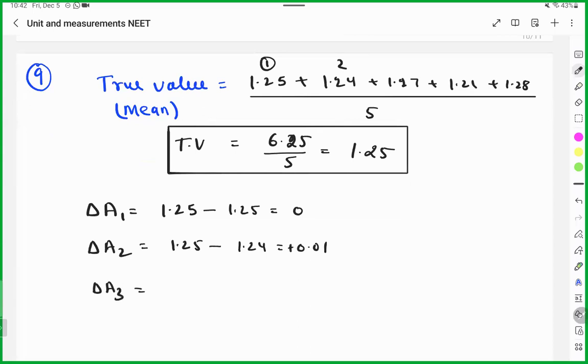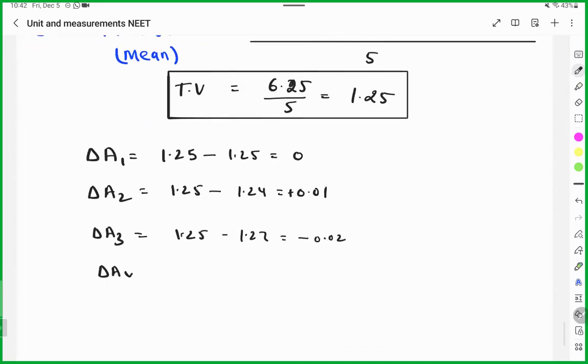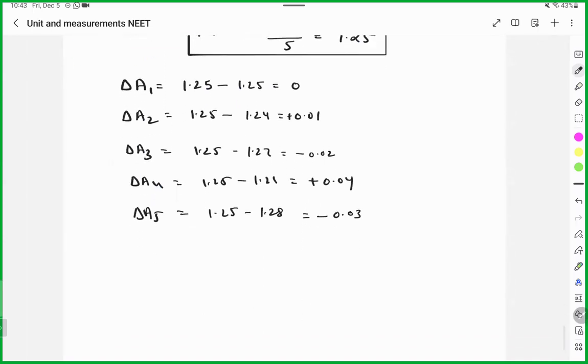Third, you have to do the same for all. 1.25 minus 1.27, so minus 0.02. Fourth, 1.25 minus 1.21, so plus 0.04. And last, 1.25 minus 1.28, it will be minus 0.03. Remember, positive or negative sign does not matter here. All will be added in the same way.